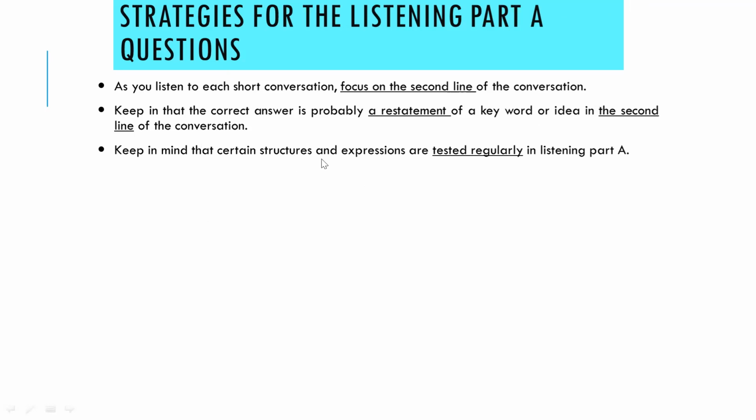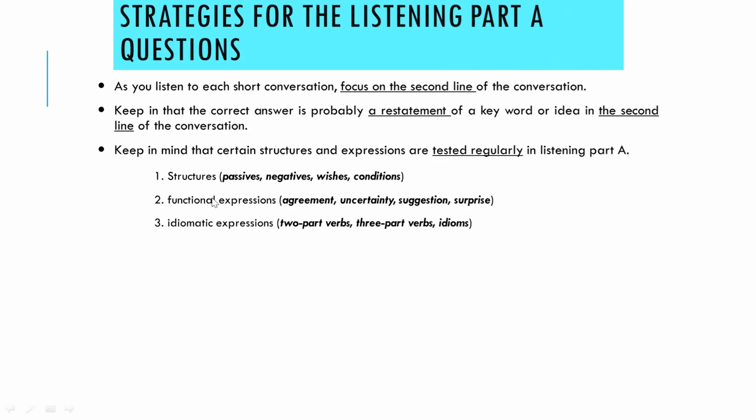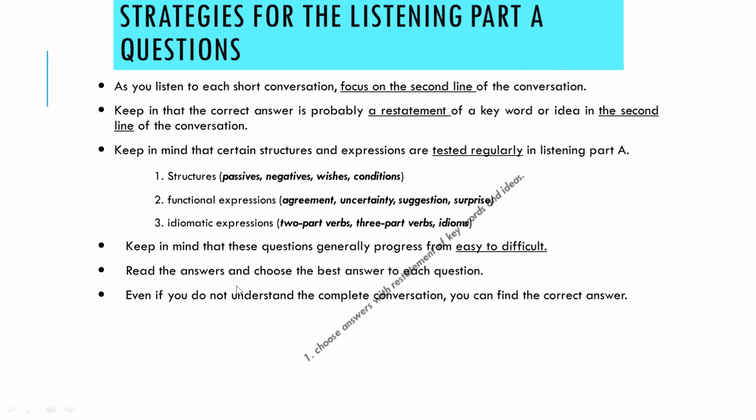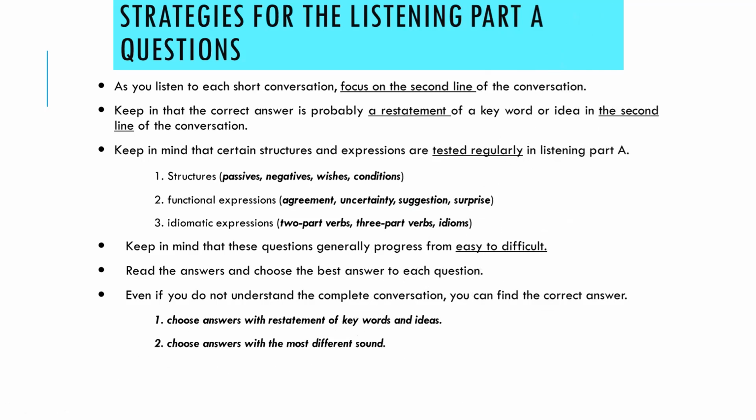You have to remember that certain structures and expressions are tested regularly in listening part A. Later, in more detailed discussions in the next meetings, we will work on how to recognize the structures, functional expressions, and idiomatic expressions in listening part A. Remember that the questions generally progress from easy to difficult. You have to read the answers and choose the best answer to each question. Even if you do not understand the complete conversation, you can find the correct answer by choosing answers with restatements of keywords and ideas. Choose answers with the most different sound, and never choose answers with a similar sound.